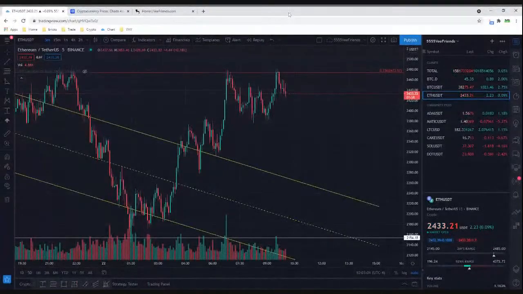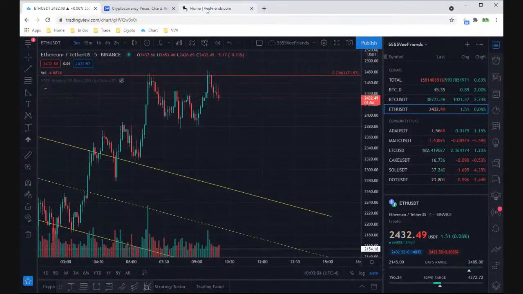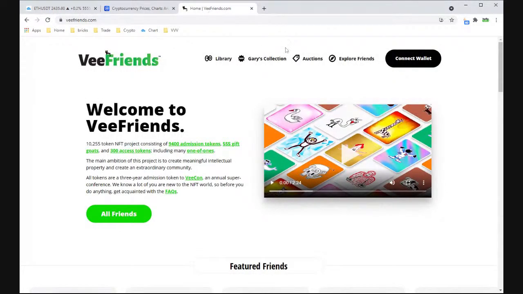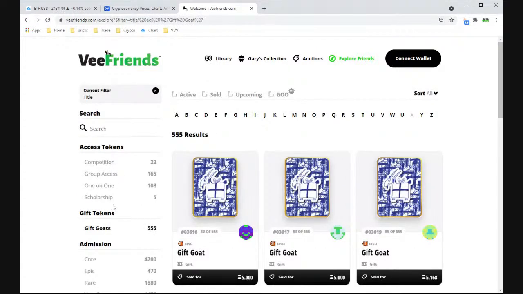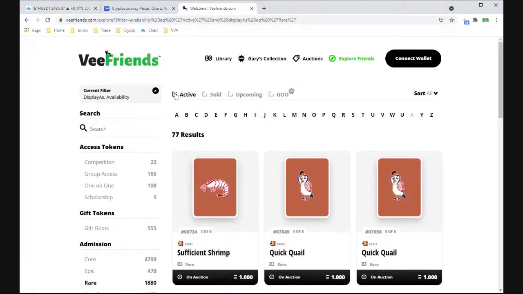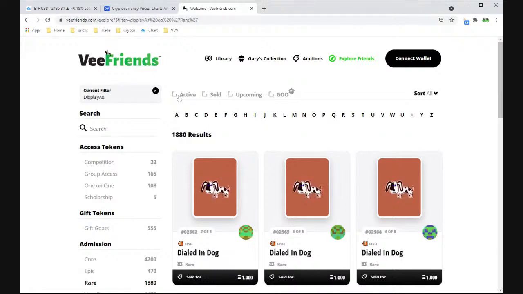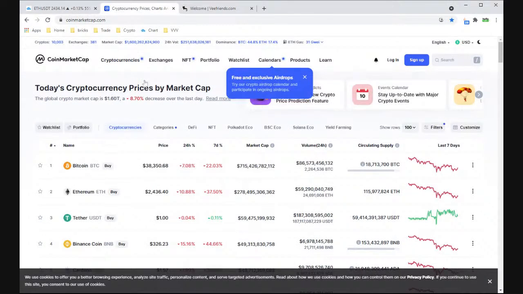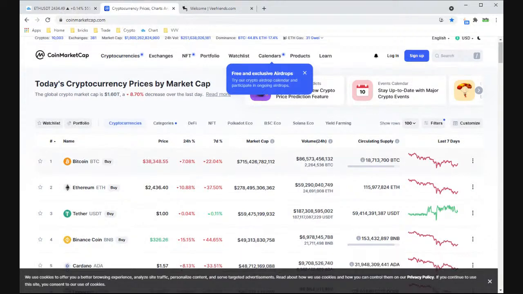I was curious. I wanted to check out how many VeeFriends were left. So gift goats, when I looked at it earlier, there was only 50. Oh boy, 47. So these things are going extinct quickly, guys. All right, and then another thing I want to just take a look at too is, let's see these rares. Ooh, 77 going extinct.